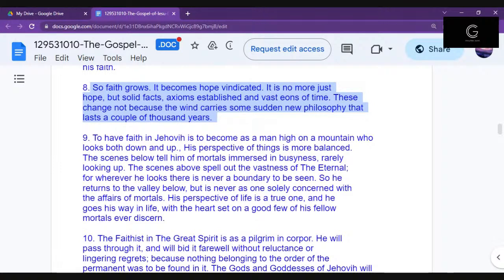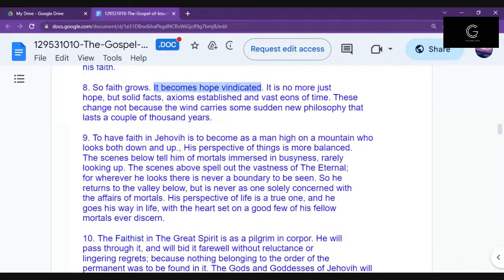So what? Faith grows. It becomes hope vindicated. Look at this. Faith in your Father becomes vindicated hope. It's going to happen. This is what they keep talking about. Oh, you bring it into existence. No. It's that knowing. It's that faith that there is a creator, which is the hope vindicated.